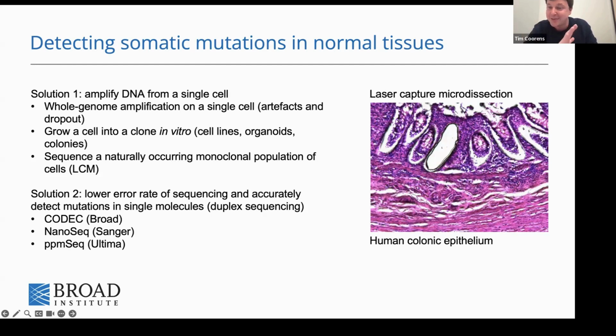Luckily for us, a lot of the adult cancers come from these epithelial tissues. And so to answer some of the questions that we were interested in coming from a cancer genomics background, this approach was exceedingly well suited. A second family of solutions around this problem is by lowering the error rate of sequencing. I'll come back to that at a later stage in the talk.